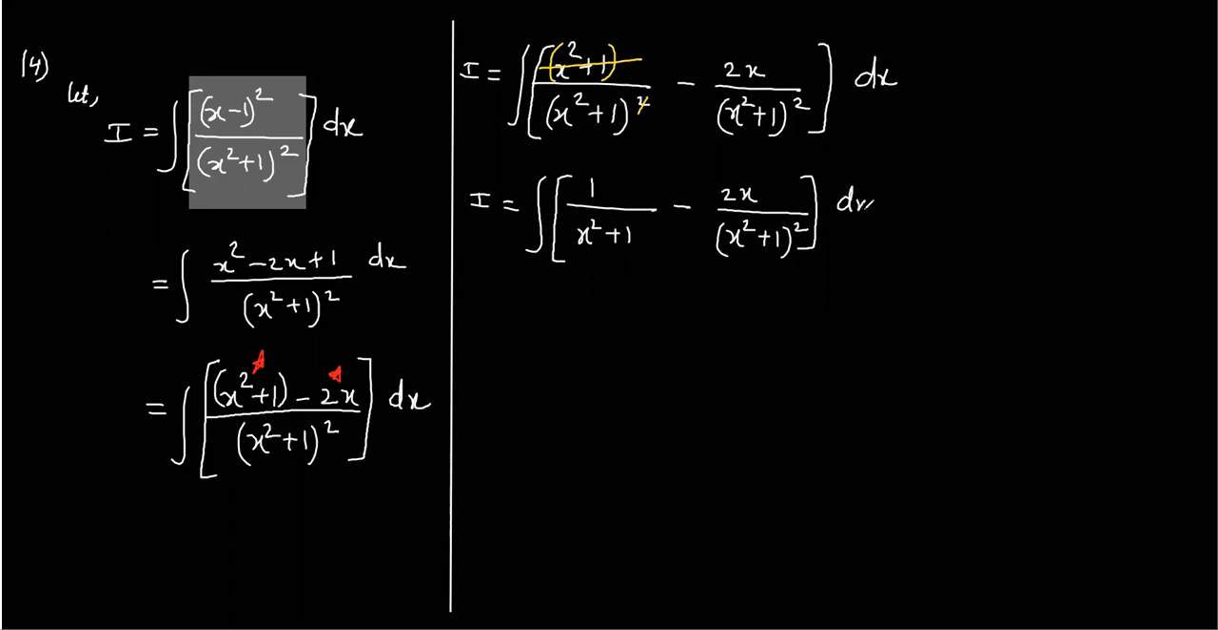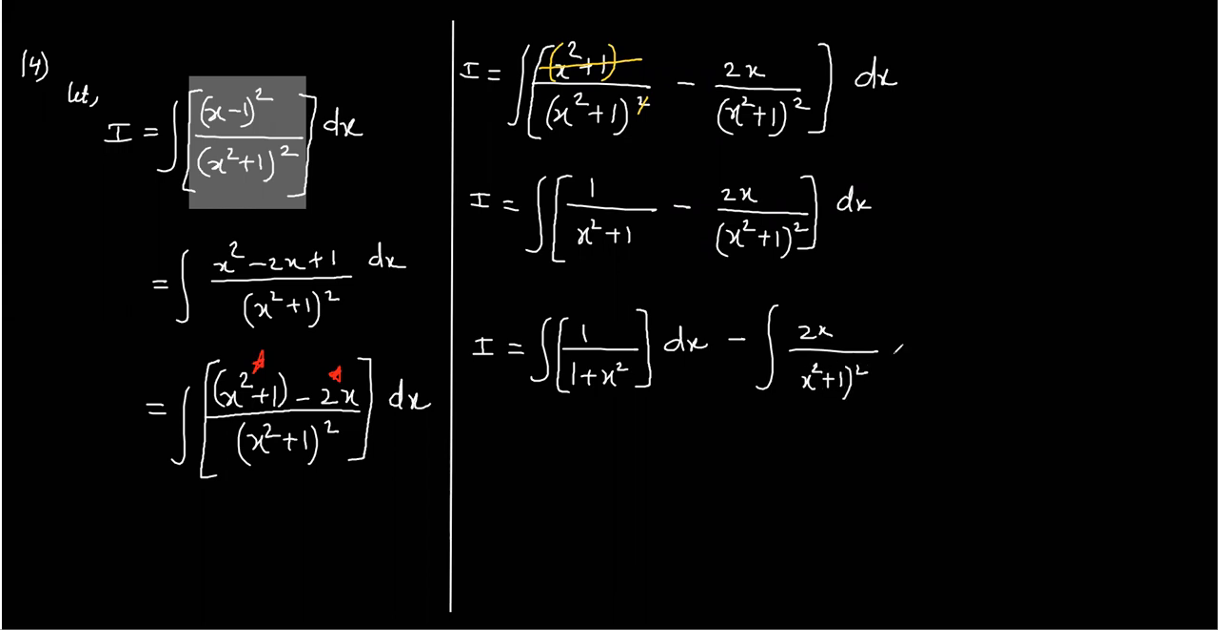Okay, so see now I write separate integrals. I write here I equals 1 upon x square plus 1, which I write as 1 upon 1 plus x square, dx. I'm writing a separate integral, minus the integral of 2x upon x square plus 1 the whole square, dx.